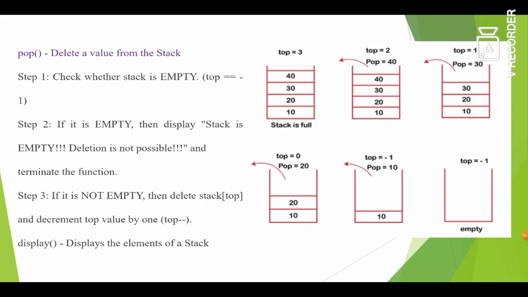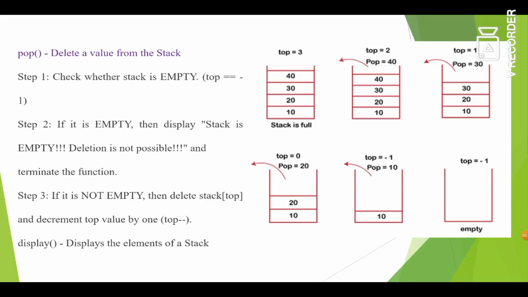If the stack is not empty, then you can remove the topmost element, that is, the item pointed to by stack of top. Okay, you can remove the topmost element. After the removal of the topmost element, you can decrement the top pointer by 1.